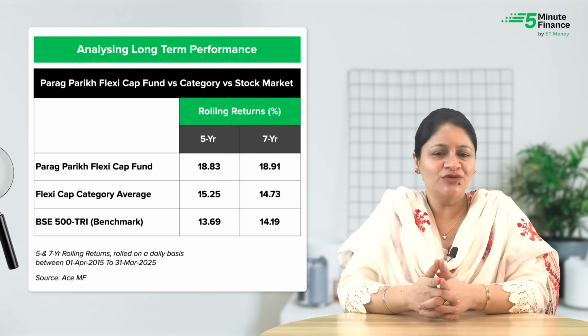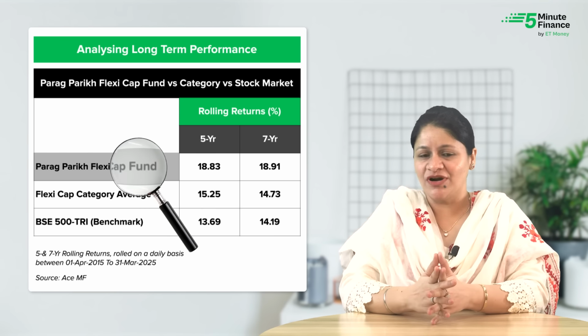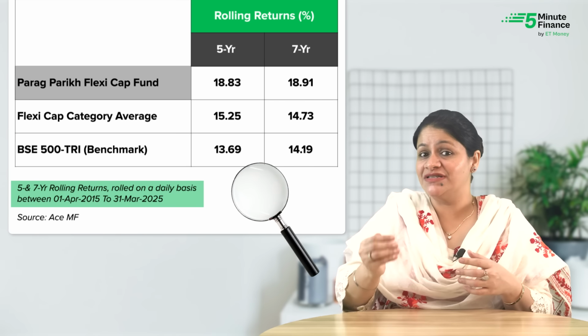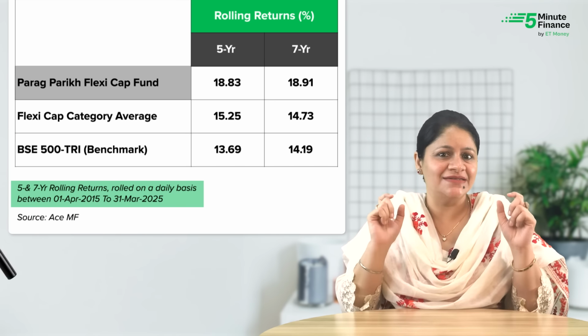So on your screen are the rolling returns of Parag Parikh Flexi Cap Fund. The 5-year rolling returns means the average of returns of all the 5-year periods that can be there in the 10 years considered. Same goes for 7-year rolling returns. Parag Parikh's 5-year rolling returns came at 18.83% and 7-year rolling returns are 18.91%.